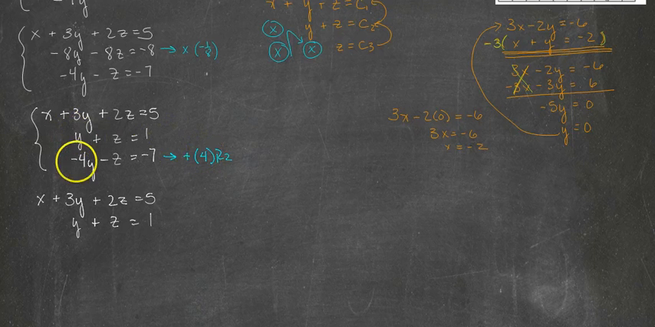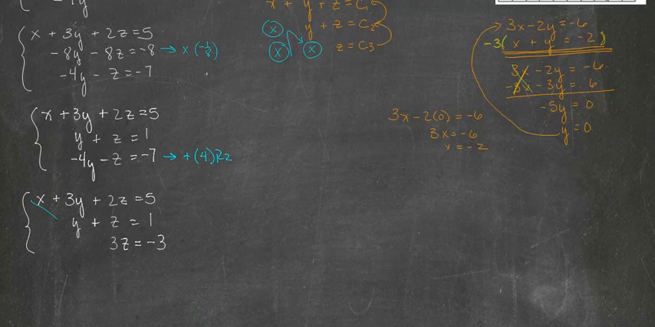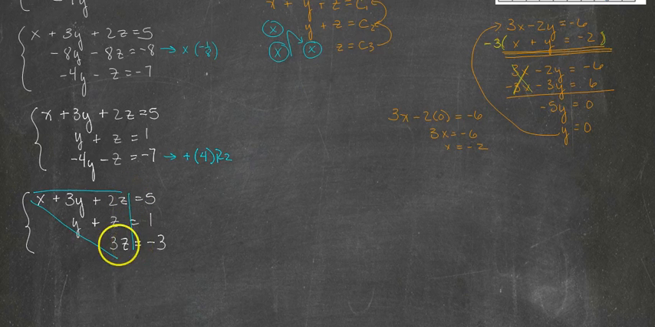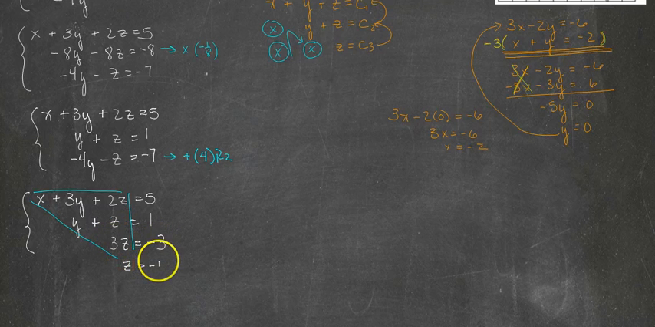Y times 4 is 4y, take away 4y is 0. Z times 4 is 4z, take away z is 3z. 1 times 4 is 4, take away 7 is minus 3. All right, now I'm technically done because I have my triangle form, and all I have to do is worry about back substitutions. So let's do it. Well, this last one tells me that z equals negative 3 divided by 3, negative 1.